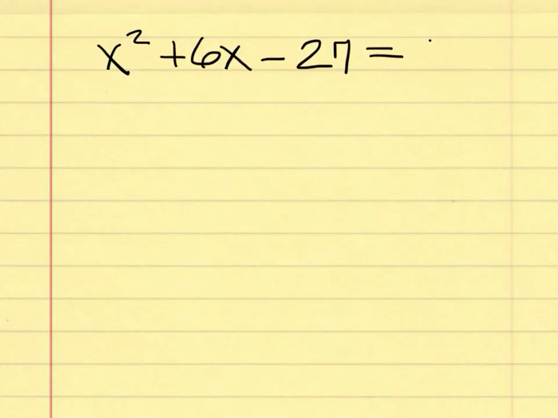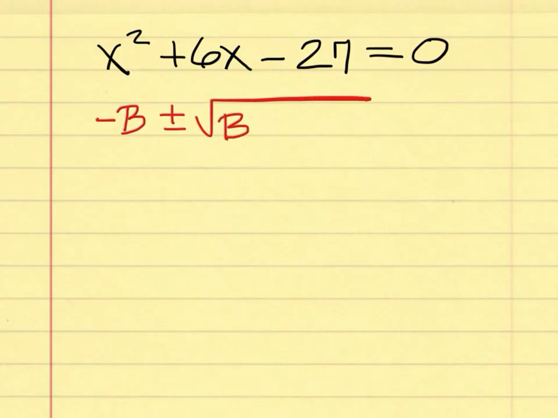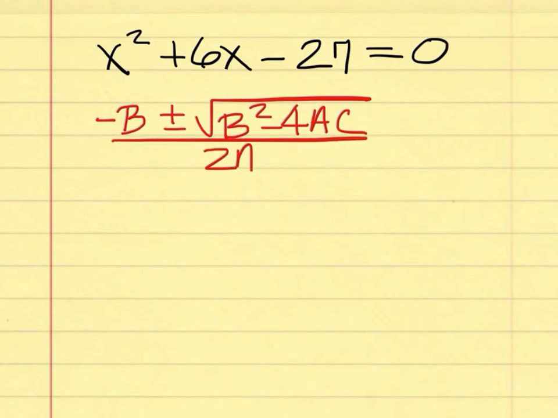The following is an example problem. This problem is x squared plus 6x minus 27 equals 0. You're going to use the quadratic formula, which is negative b plus or minus the square root of b squared minus 4ac over 2a. That is the quadratic formula, and yes, you have to memorize it. Once you know where a, b, and c are at, you have to go in and fill out the formula with the numbers that the variables are equal to.